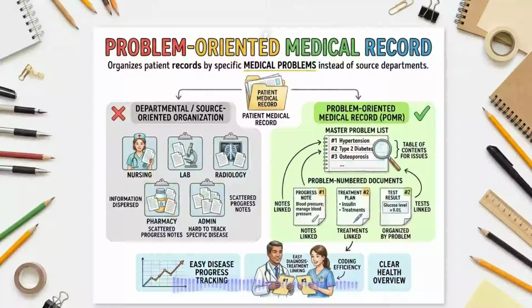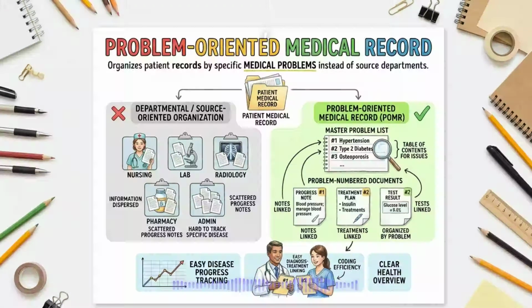Another important organization method you will encounter on the exam is the problem-oriented medical record. Instead of organizing documents by the department, this method organizes the patient's information around their specific medical problems. The record includes a master problem list, which acts like a table of contents for the patient's current and past health issues. Every note, treatment, and test result is directly linked to one of the numbered problems on that list.